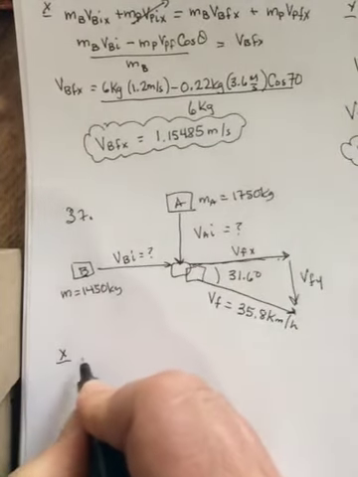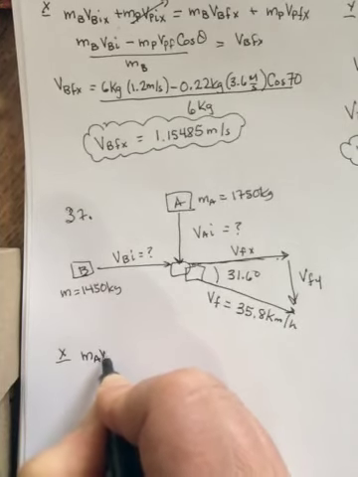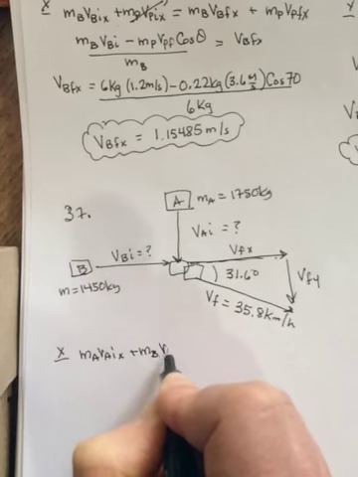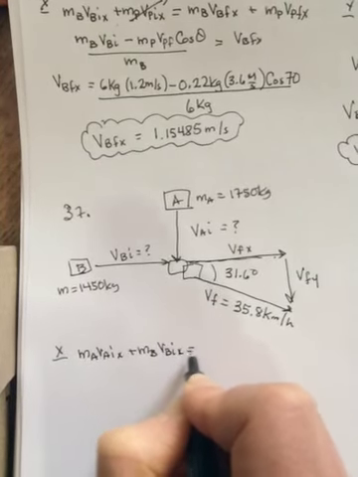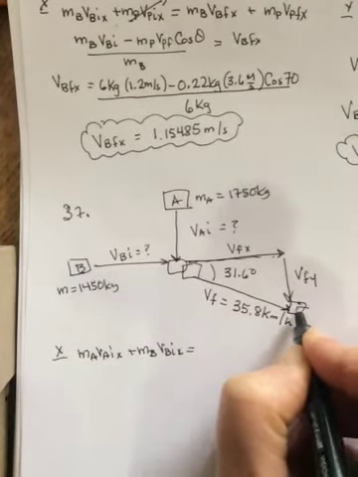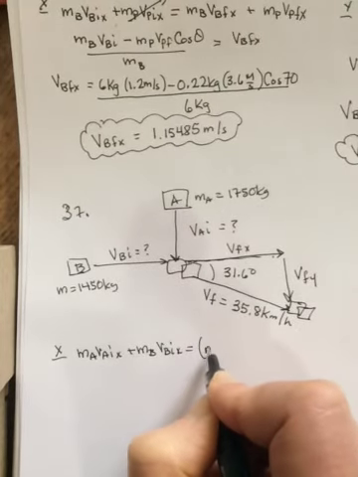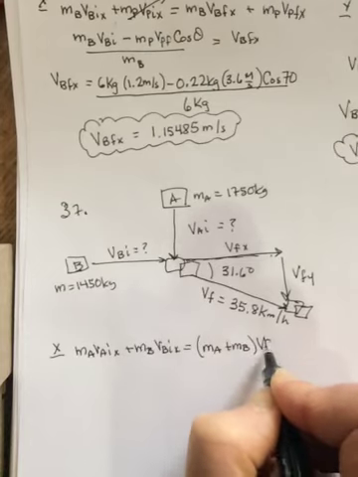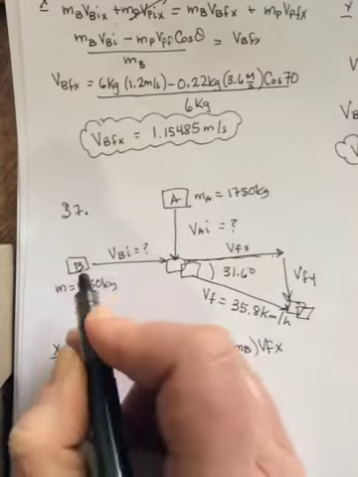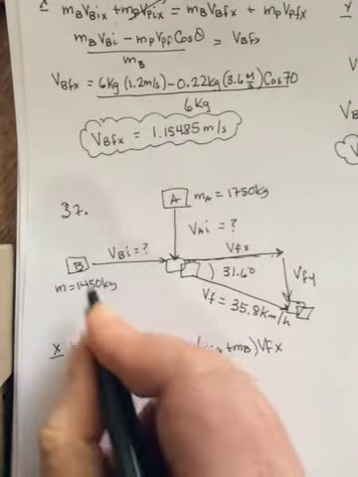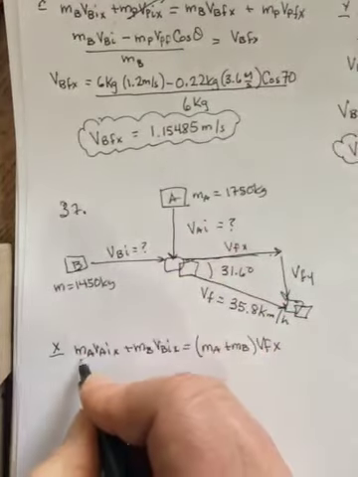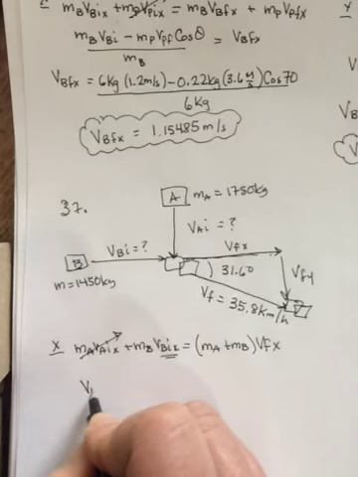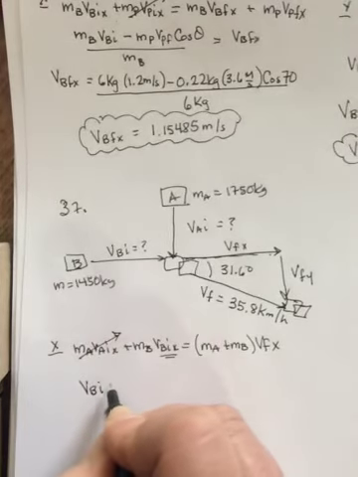So in the x direction, MA VA initial x plus MB VB initial x. Now, after the collision, they're locked together. And so you could write this as MA plus MB, V final, x. Okay, in the x direction, B is moving in the x, but A isn't. So this goes to 0, and we're looking for VBI, which is really the same thing as VBIX.